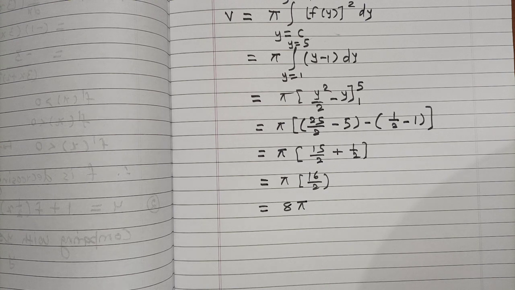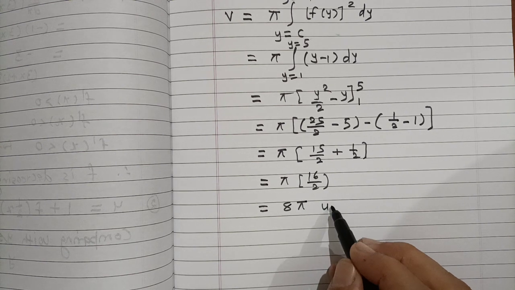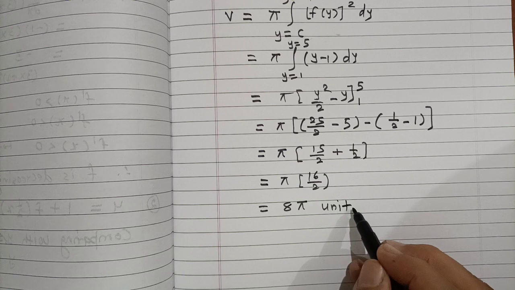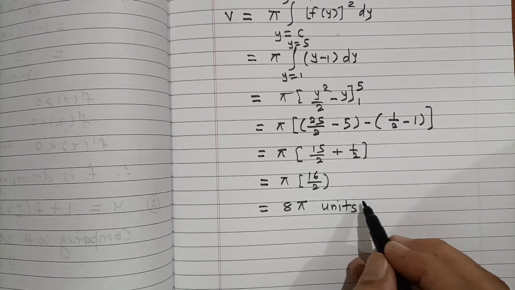Now we are finding the volume, so we will write 8 pi unit cube.